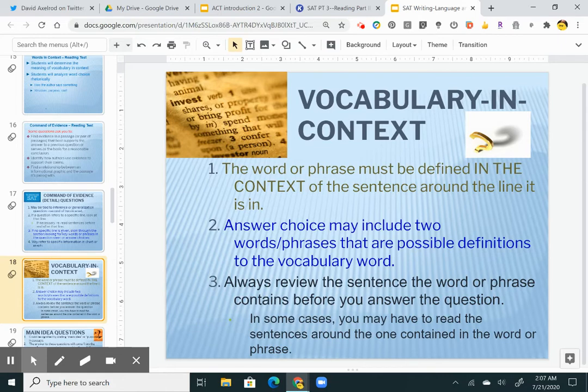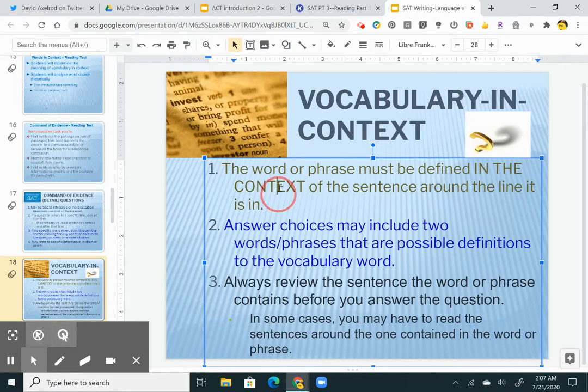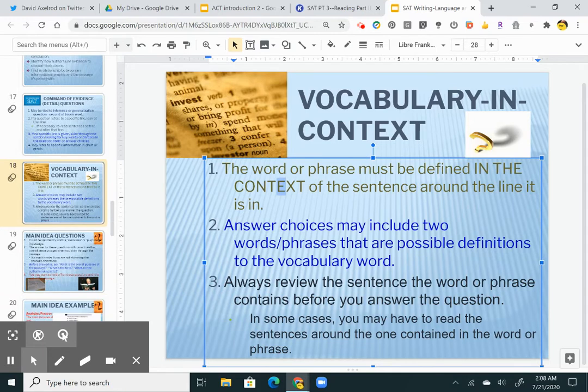Vocabulary and context is just that. It's a word or phrase, not necessarily as it's defined by a dictionary, but it's how it's phrased in the context of the sentence around the line it is in. So the answer choices may include 2 words or phrases that are possible definitions, but you have to decide in the context how it works. Always review the sentence, the word or phrase it contains before you answer the question. Review the sentence around it. In some cases, you may have to reread the sentences around the one containing the word or phrase to help you figure it out.